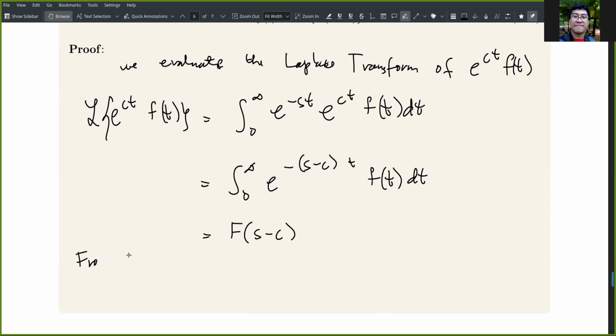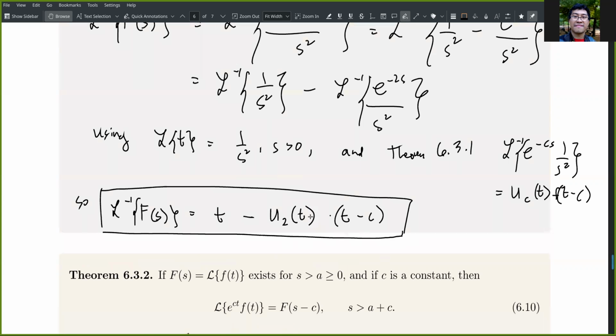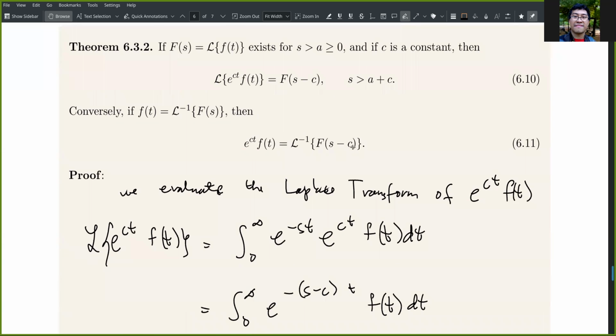From a previous theorem, theorem 6.1.2, this Laplace transform exists for s minus c greater than a, or s is greater than a plus c. You can also take the inverse Laplace transform so that you get the second equation.